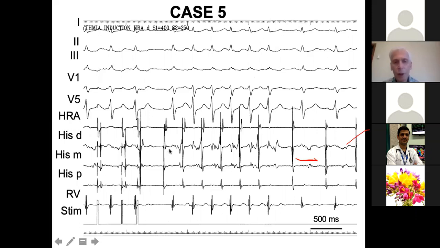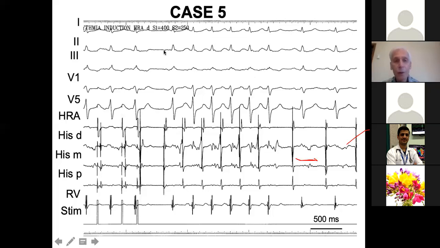Now, the His catheter is out of position because we don't have a good His recording. So you don't know for sure where this A is being recorded, but nevertheless, you do know for sure that you don't have the typical inverted P waves in the inferior leads. So AVNRT would be very unlikely.